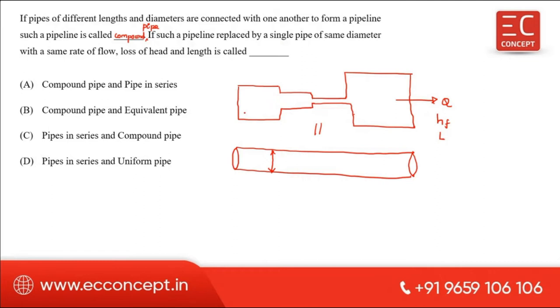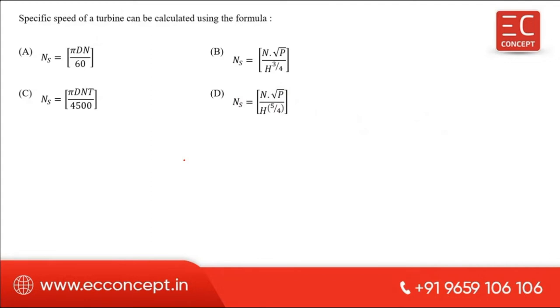Now for this equivalent pipe, L divided by D power 5 is the equivalent quantity, which is equal to, for this one we are converting this series pipe into an equivalent pipe, right? Therefore L1, this is L1, this is L2, for example L3, this is L4. Therefore L1 divided by D1 power 5 plus L2 divided by D2 power 5 plus L3 divided by D3 power 5 plus etc. So the answer for this question is B.